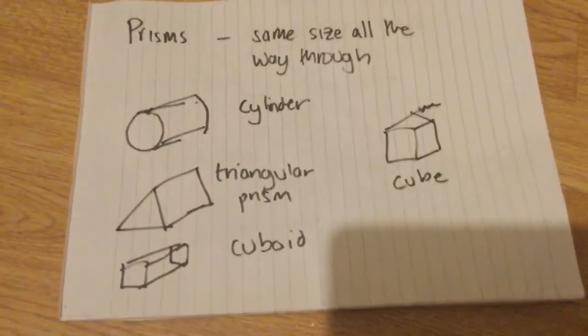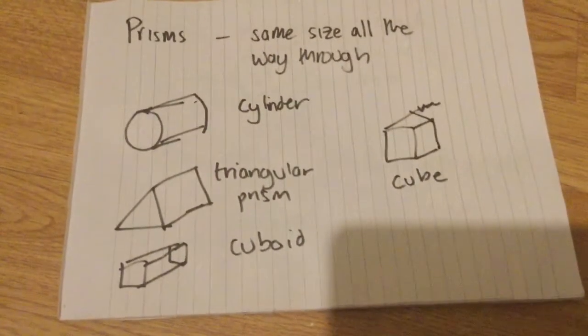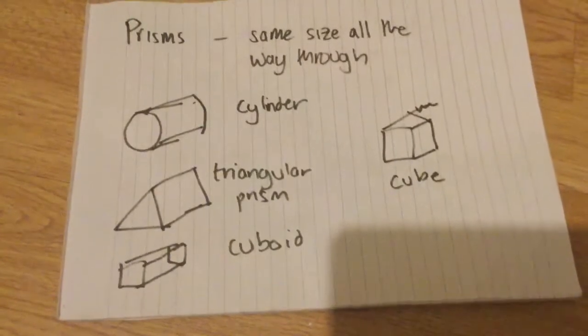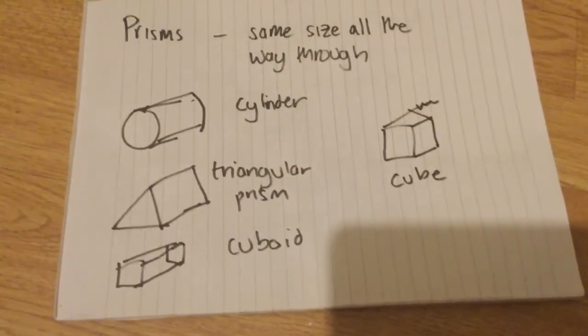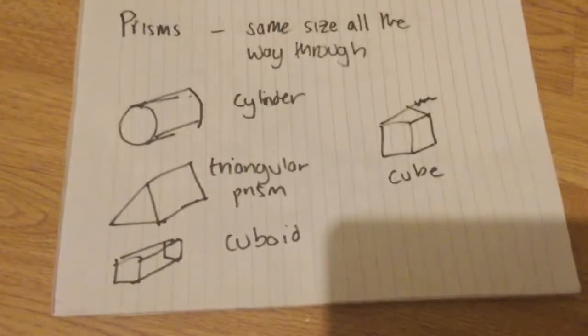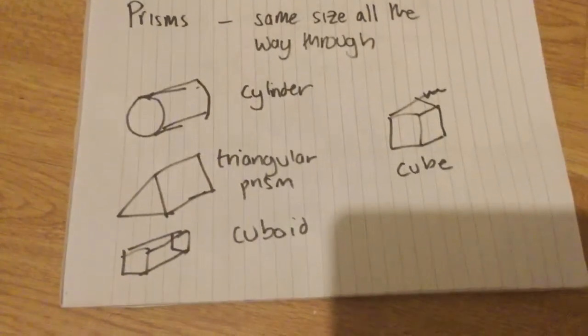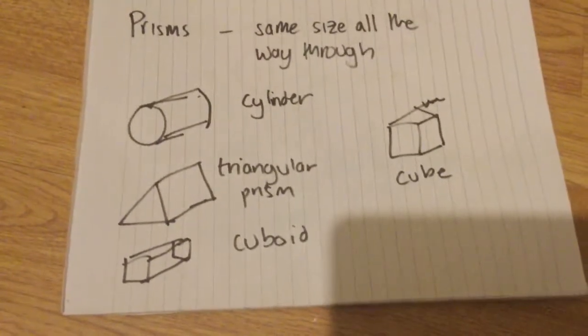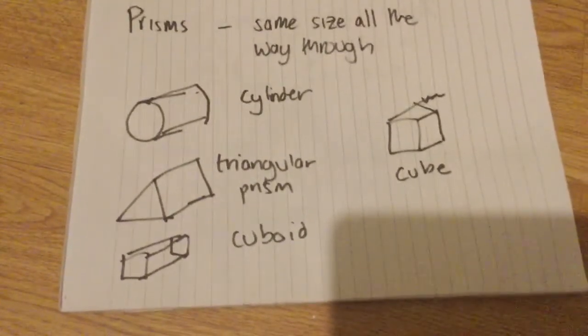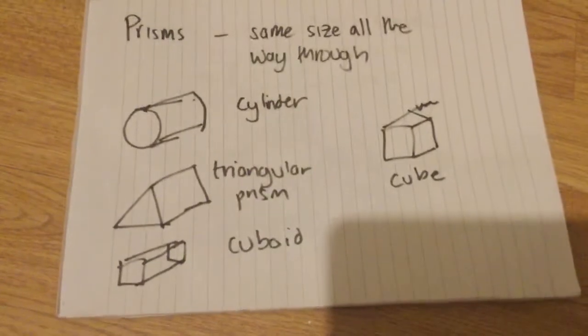So I've drawn some of the more famous ones: cylinder, triangular prism, this one I'm sure probably does have a name, actually, I just don't know what it is, a cuboid, and a cube. So these are all prisms. And the reason is you can slice them and they'll have the same cross section all the way through. So that's the definition of a prism.